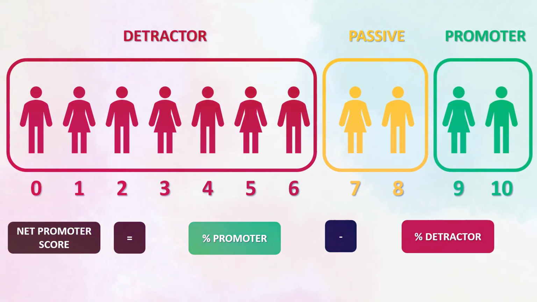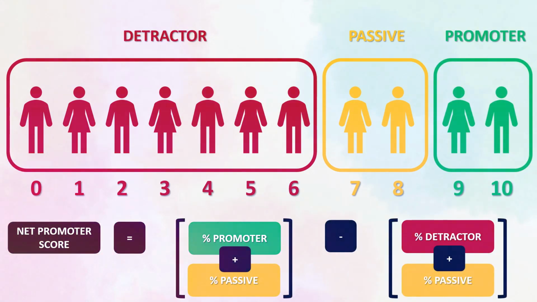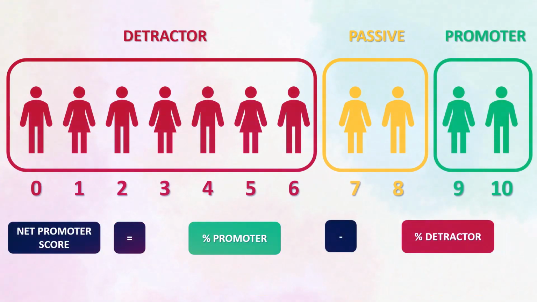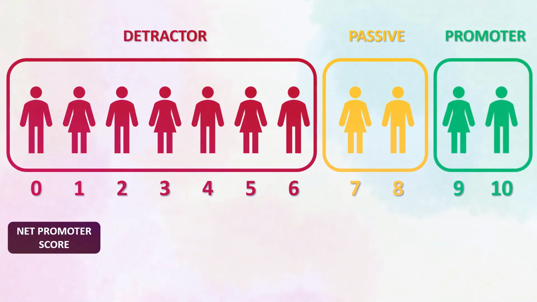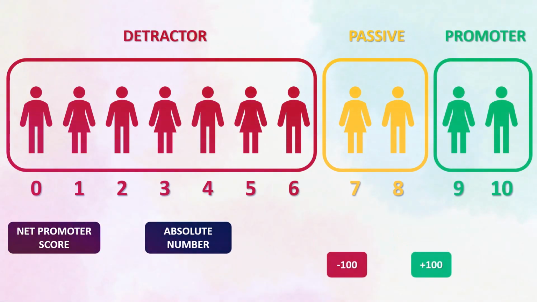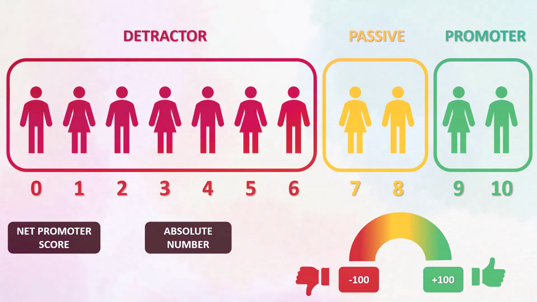The logic behind this formula is that the promoters, as the word says itself, are likely to promote your business. On the other hand, detractors won't promote your business. And passives, however, can go both ways. So the full formula is written as below, in which the percentages of passives eliminate each other. And please note that the Net Promoter Score is not expressed as a percentage, but as an absolute number lying between -100 and +100. The higher score shows that your customers are more satisfied, loyal, and more likely to promote your company.